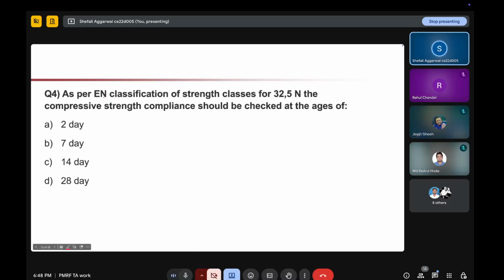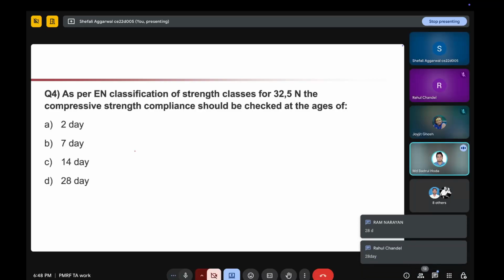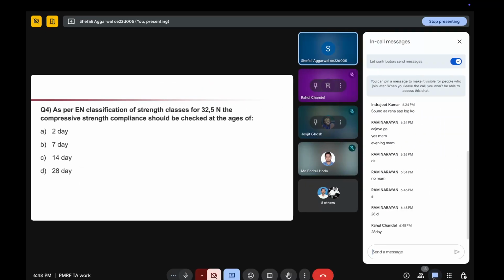Next question is, as per EN classification of strength classes for 32.5 N, the compressive strength compliance should be checked at the ages of 2 days, 7 days, 14 days and 28 days. 28 days. Okay.